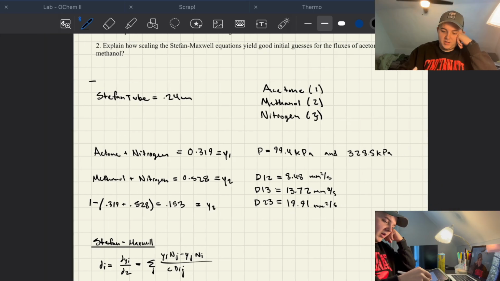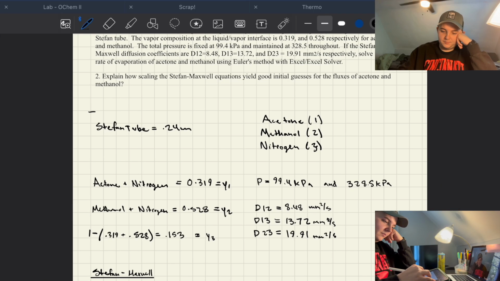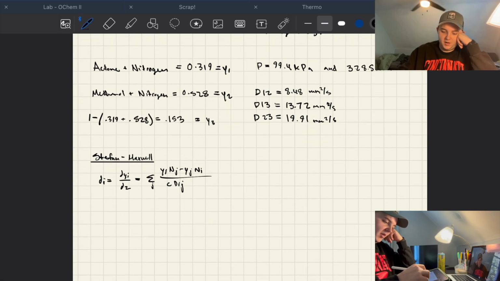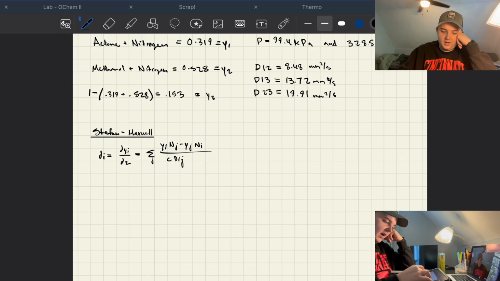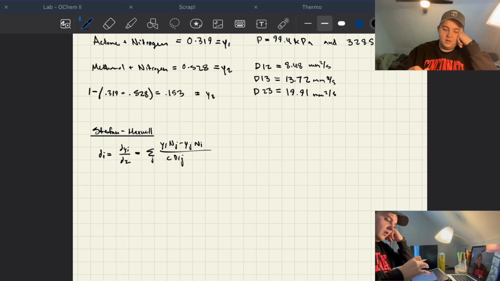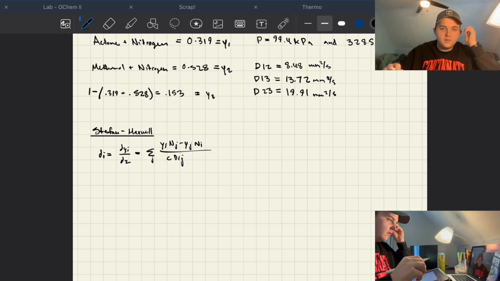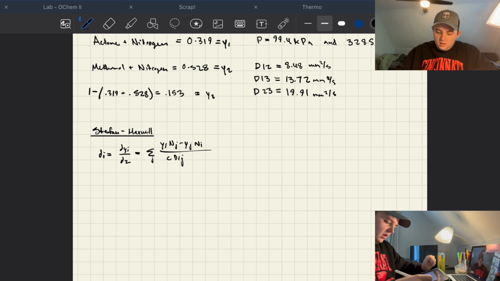And then we have our pressure here to the right. We have our diffusion constants or coefficients as it's set up there. And then I just added this Stefan-Maxwell equation because we are going to be using that for only 2 components because we only need to do 2. And I've decided to do acetone and methanol just because they're the first 2. All good. Okay, cool.